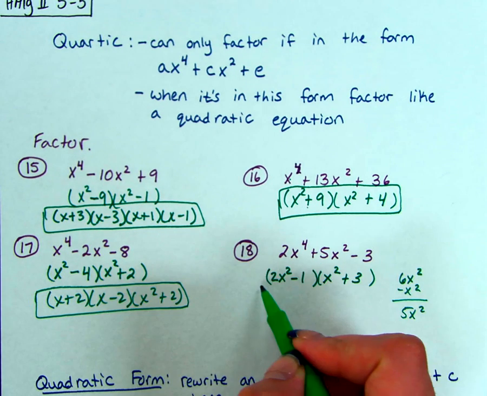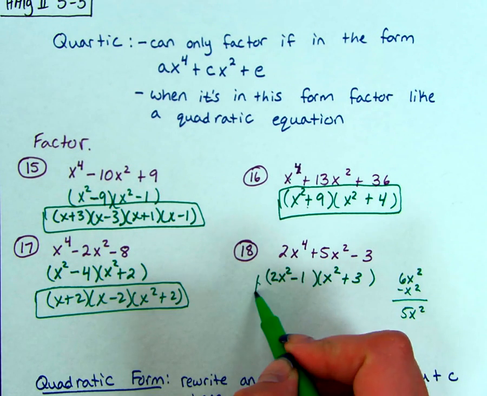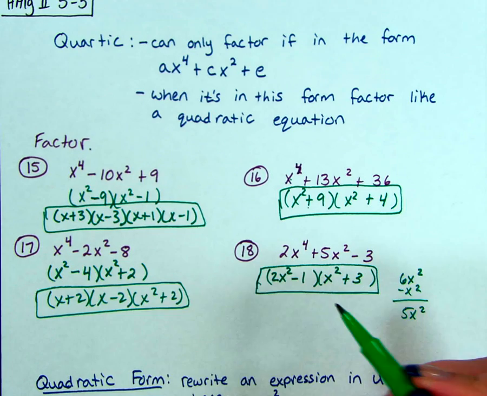We don't have the difference of squares on either of these. So this is our final factored answer.